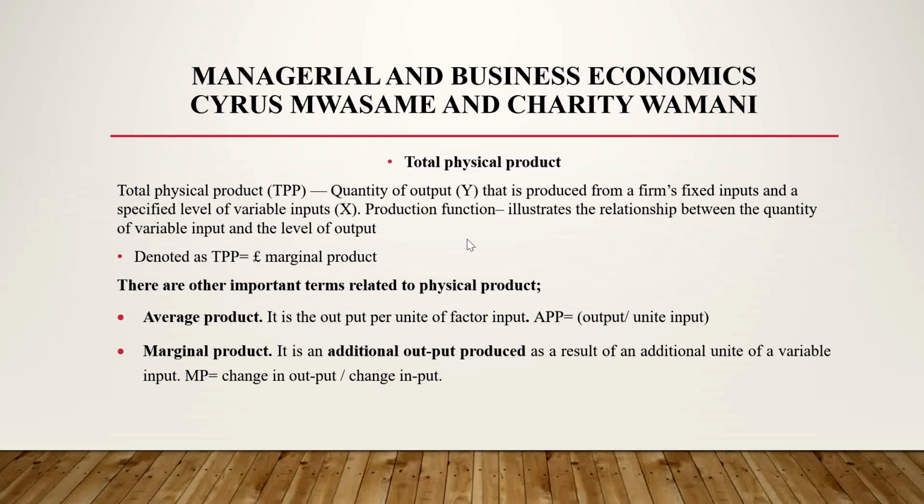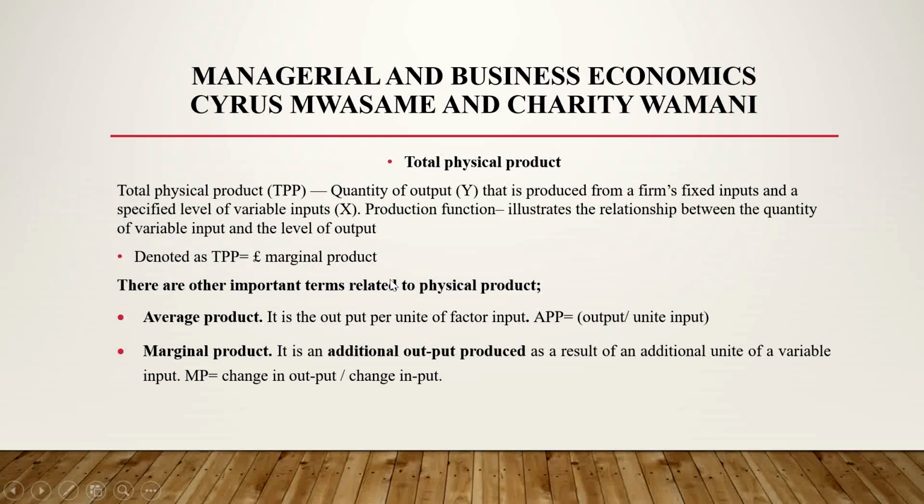So for example, fixed input could be land, because in any business it doesn't change in a short time. It will change over a long period of time, so it's categorized under fixed input. And variable input could be labor.